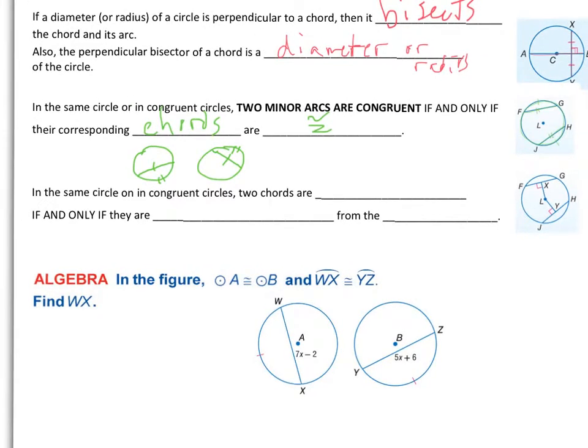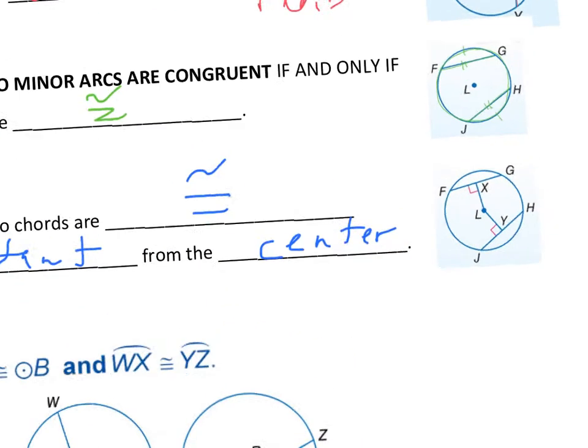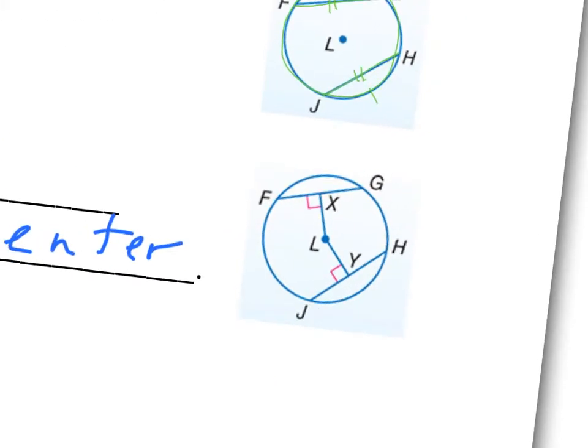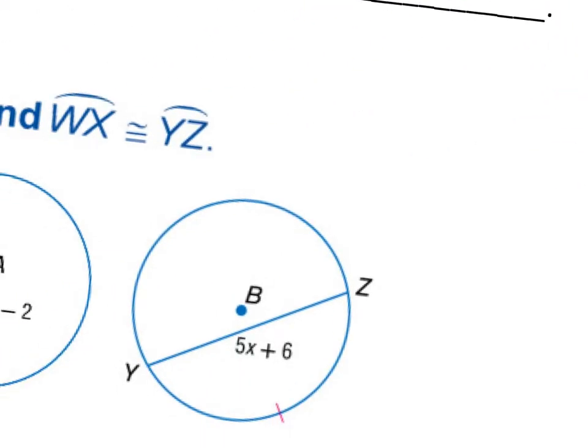In this next section, in the same circle or in congruent circles, two chords are congruent if and only if they are equidistant from the center. And what that means is if they are the same distance from the center, then the chords are congruent to each other. And likewise, if the chords are congruent, then they're going to be the same distance from the center. Let's look at a few examples.